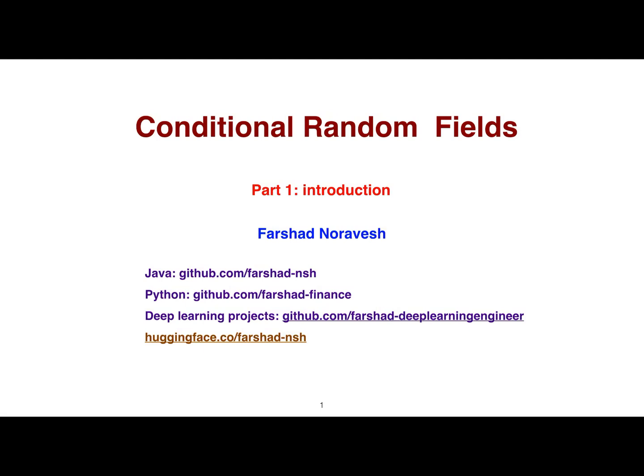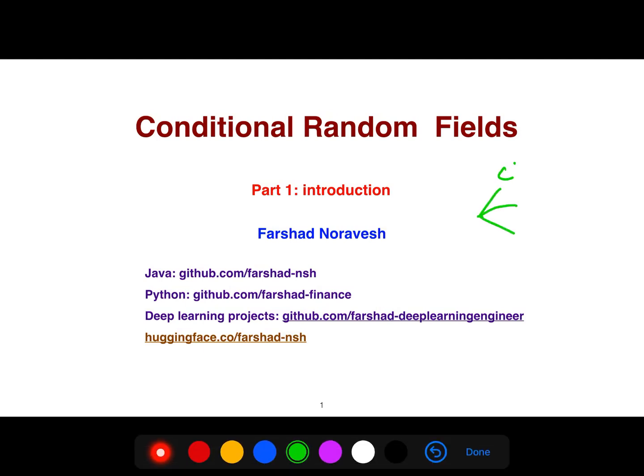Well, I have three different playlists. One of them is CRF, Conditional Random Field. The other one is Hidden Markov Model. And the other one is Maximum Entropy Markov Model.